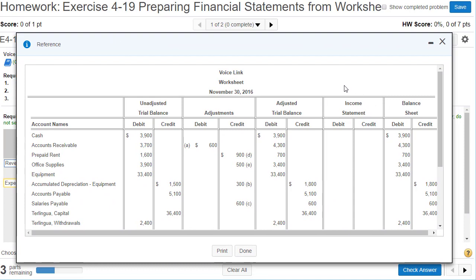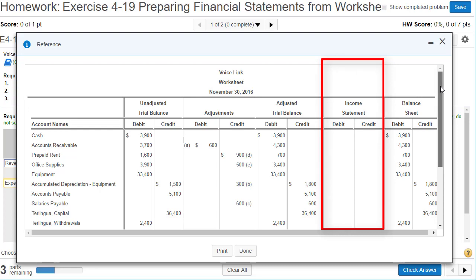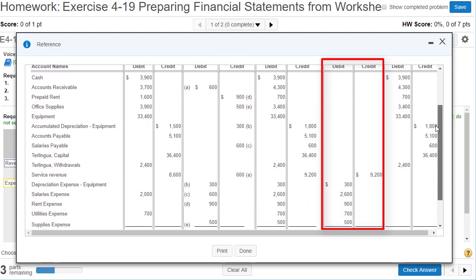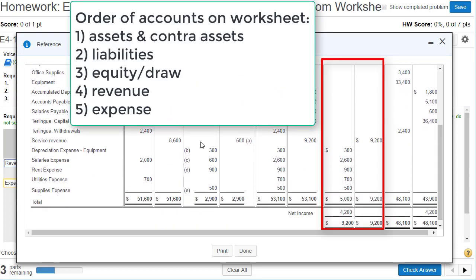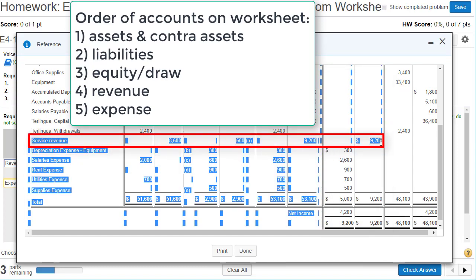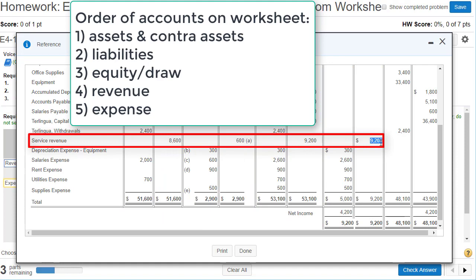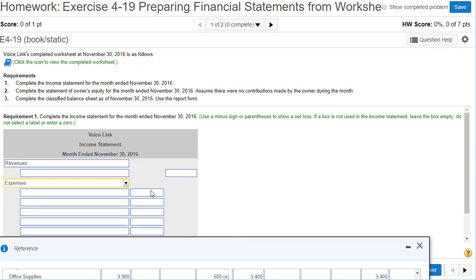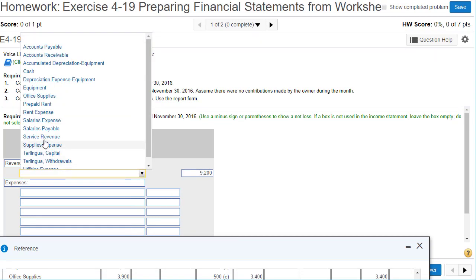And we're going to go over to the worksheet's income statement columns. These are the only columns we need to do the income statement. We're going to scroll down, and here's our first revenue. We've got service revenue, and then we're of course going to take the 9,200. I'm going to copy that, and then paste it here, and the label is service revenue.